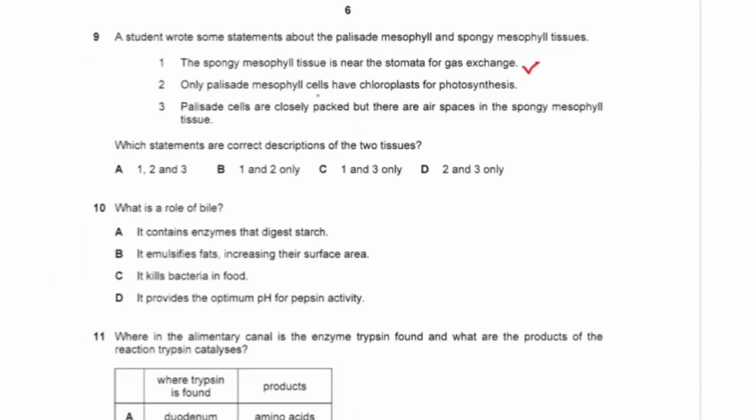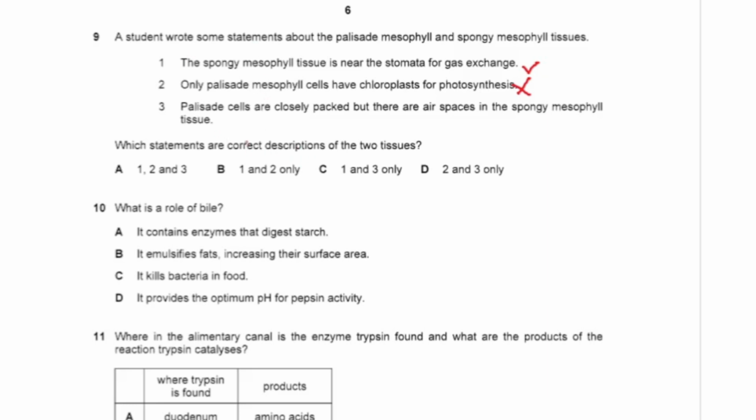The second option says only the palisade mesophyll cells have chloroplast for photosynthesis. That is also wrong, because the spongy mesophyll layer contains chloroplast, but they are fewer in number, not as much as what you have in your palisade mesophyll. So that statement is wrong.